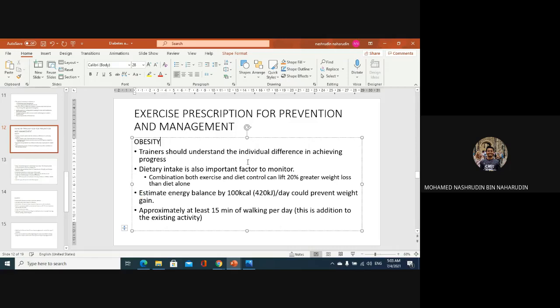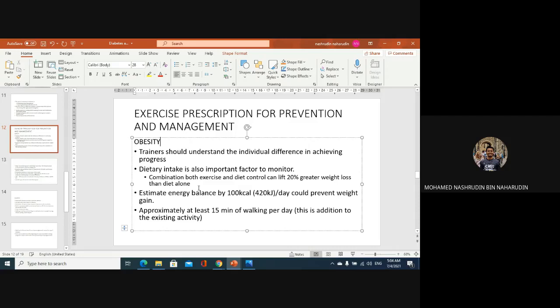And apart from training, you should also put in dietary intervention, a negative energy balance, as the other factor in improving the obesity rate. Studies have shown that a combination of both exercise and diet control can lead to 20% greater weight loss compared to diet alone. So make sure you use exercise together with a negative energy balance or reduced energy intake.